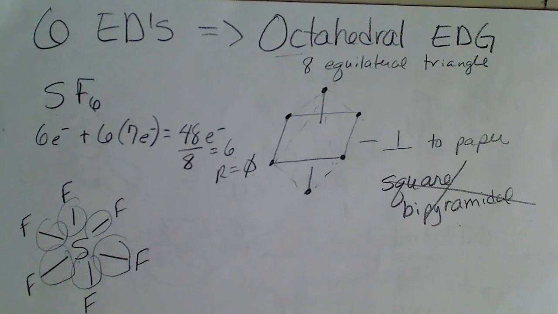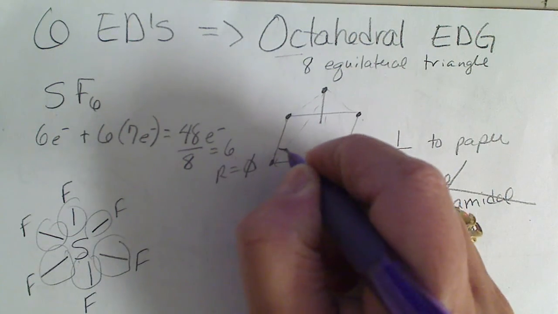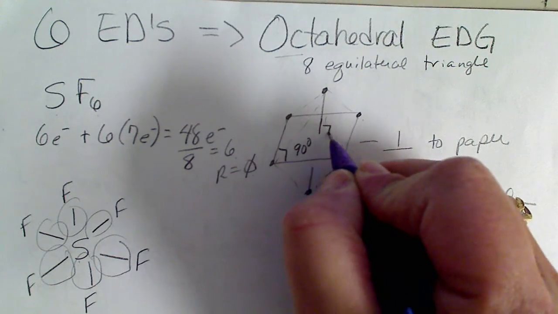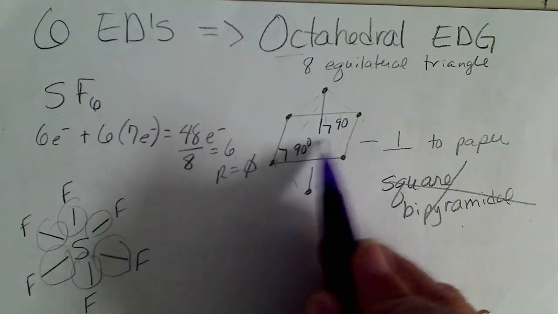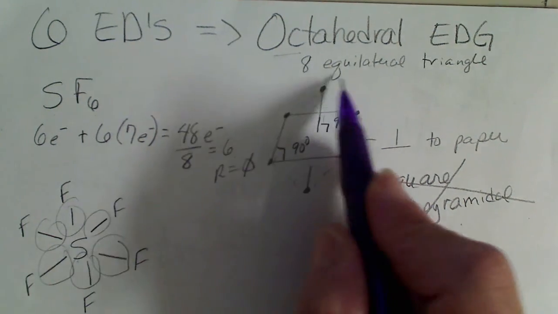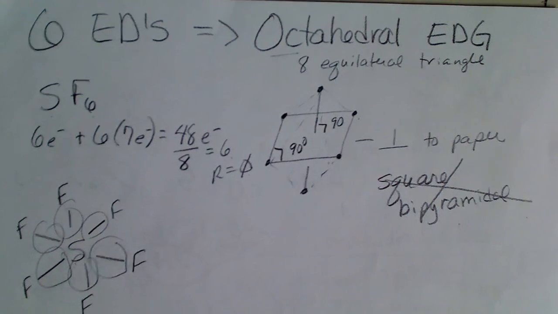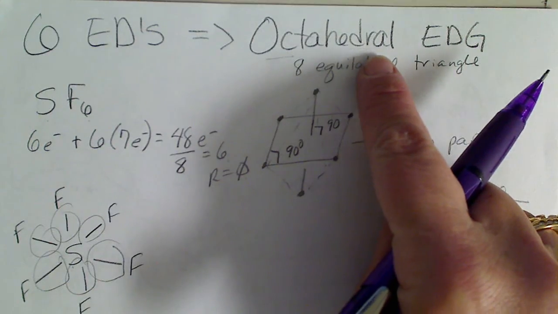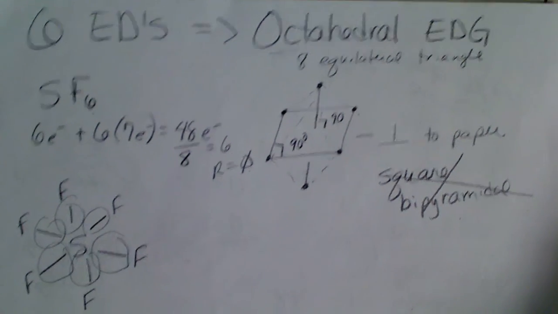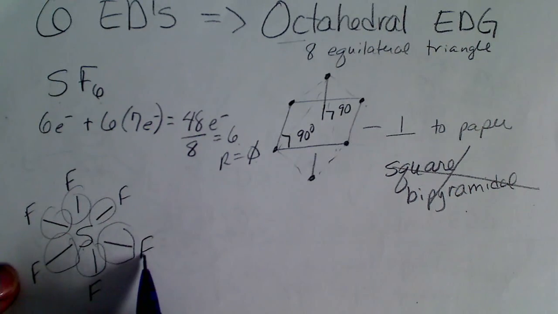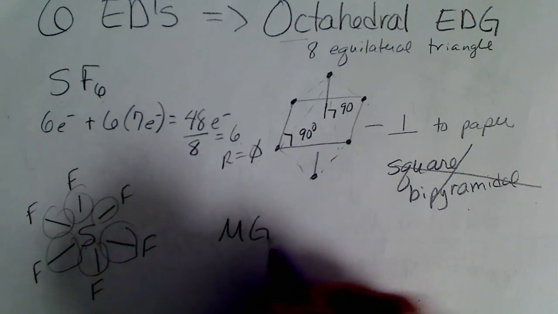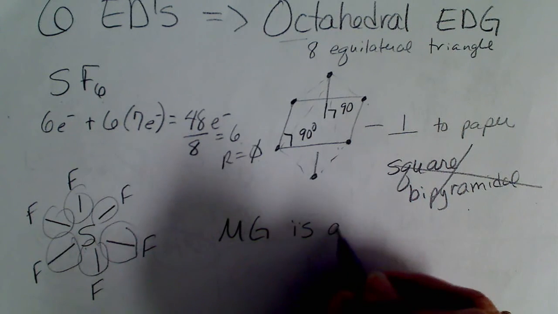And in an octahedral geometry, everything's a 90. So that's a 90-degree angle on the square, and then a 90-degree angle where we have the horizontal plane and the vertical plane. So 6 groups of electrons around the central atom means that we're going to have an octahedral electron domain geometry. If the molecule has 6 atoms around the central atom, then the molecular geometry is also octahedral.